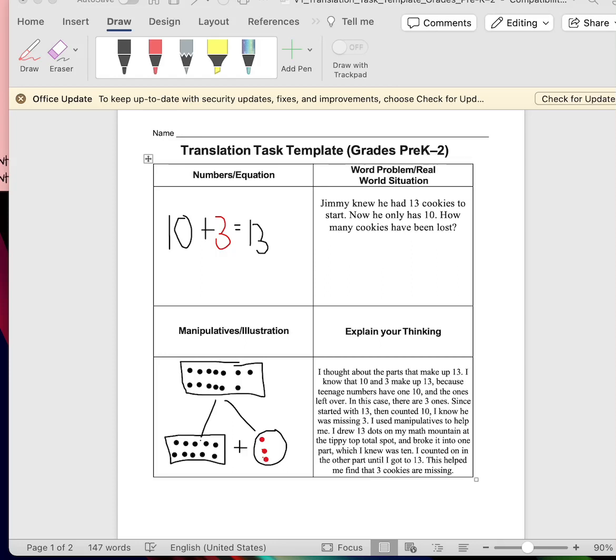Now, I would really like to explain how I would vary the entry point for this translation task based on students' needs. Now, keep in mind, I do teach kindergarten, so I feel that I would have to start simple, simple, simple so that they can gradually get a better understanding of how to do this and how to represent their thinking.